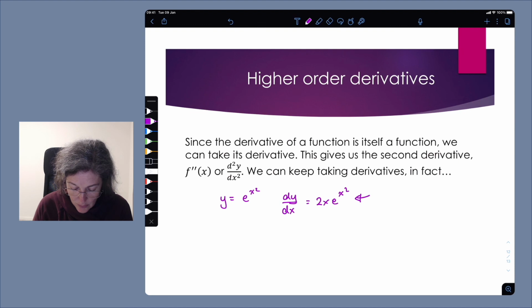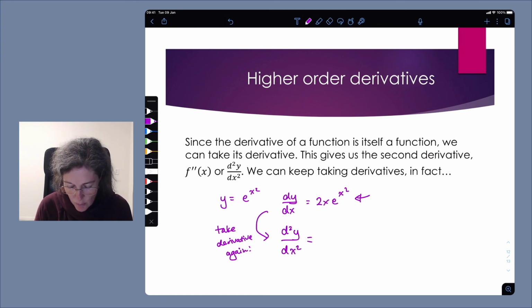So if we take the derivative, what we end up with is the second derivative, which we indicate like this. And we use exactly the same rules. So if we were to do that over here, we'd say, okay, well, I've got a function times a function. So it's going to be product rule. So I'm going to take the derivative of the first part and multiply it by the second part. And now I'm going to write down the first part and take the derivative of the second part, which I know is 2x e to the x squared.